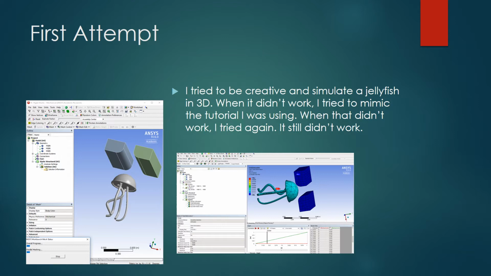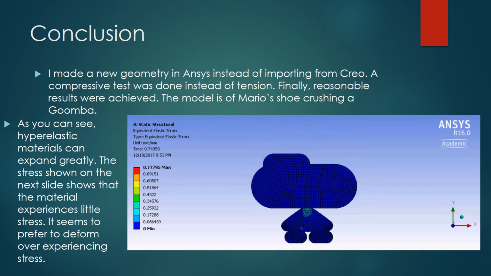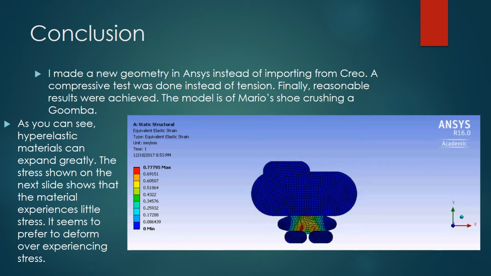So the first time I ever did this, I tried to make it a little more interesting for myself, and I had trouble finding two-dimensional options, so I tried to make a jellyfish pass through something else. It didn't work, it just teleported through, so I tried some more stuff. Thanks to a friend's suggestion, I was able to make a file in ANSYS Sketch and use the concept create surface. So I decided to model Mario's shoe jumping on a Goomba.